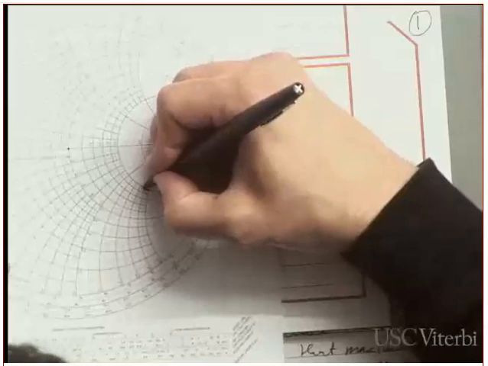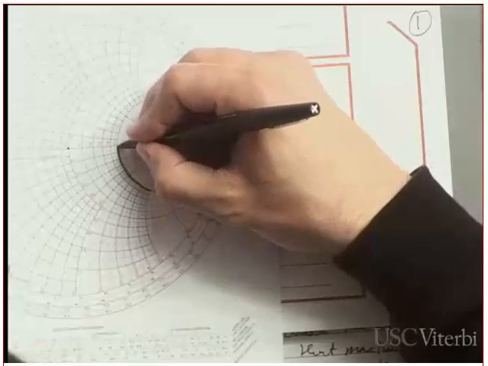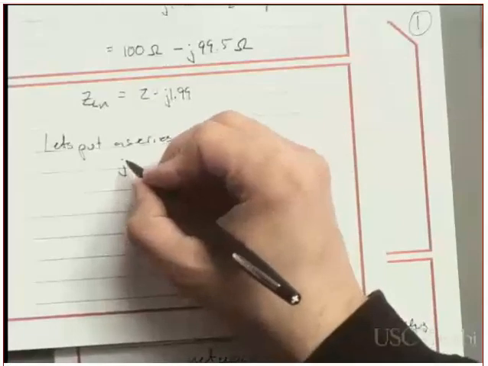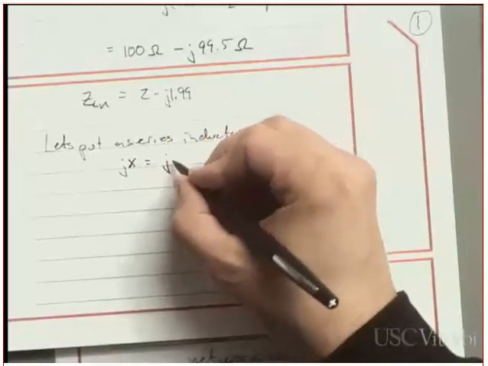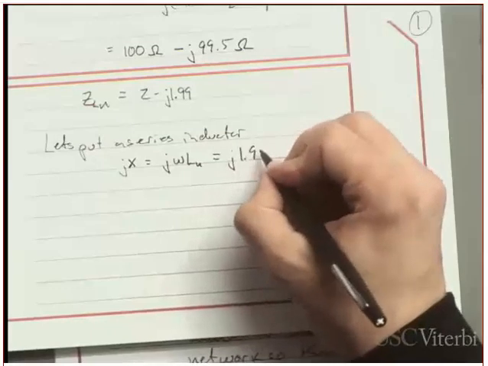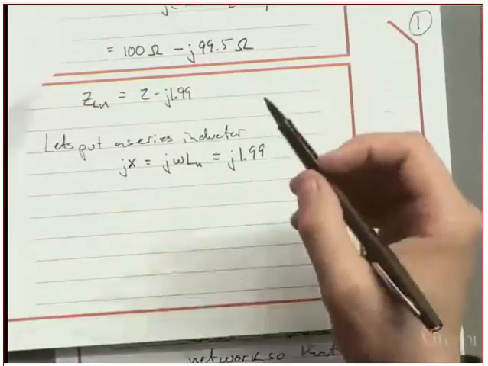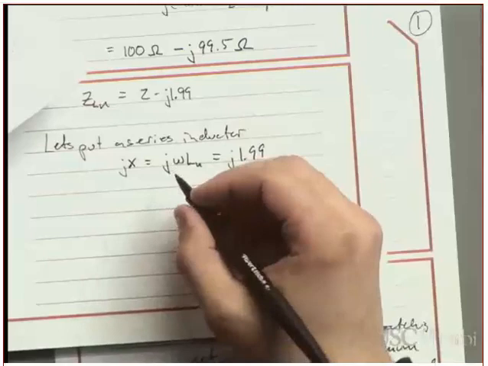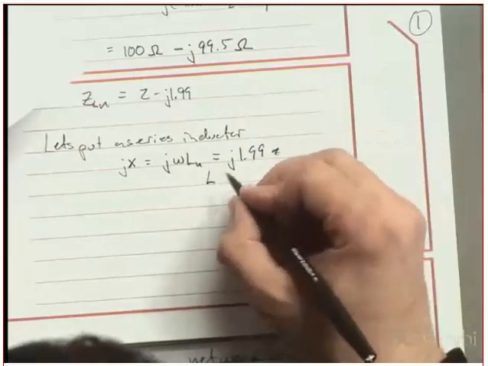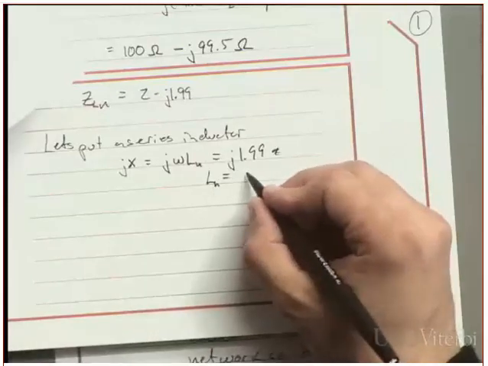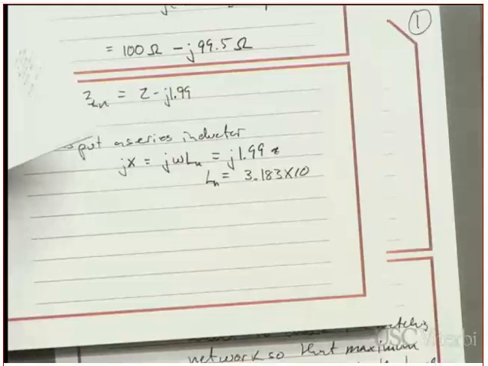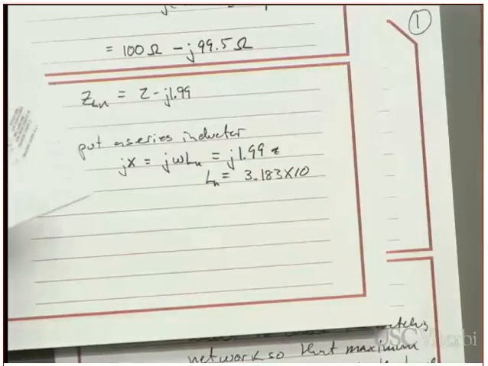And its normalized inductance, jX equals j omega Ln equals j1.99. So that's the normalized inductance that I want to find. If I calculate this out, the inductance, again normalized, is 3.183 times 10 to the minus 10, I think. Yeah.